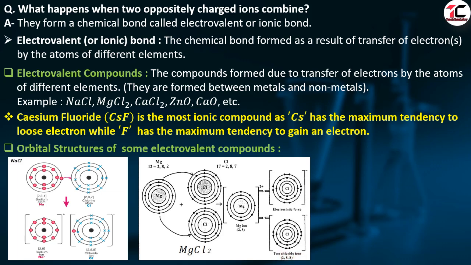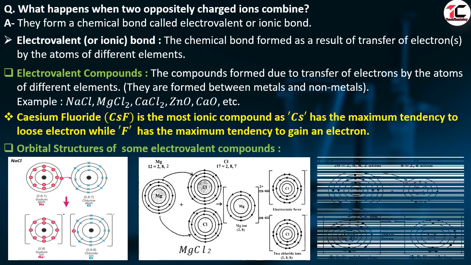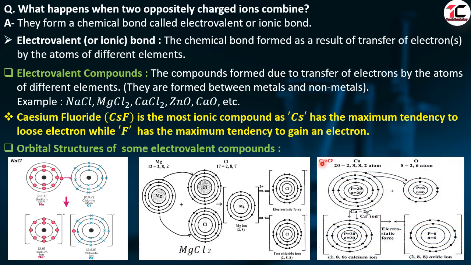There is a force of attraction exerted between the two oppositely charged ions. This force is called the Coulomb force. I will explain the Coulomb force later on. Let us see the orbital diagram of calcium oxide. Calcium will lose 2 electrons and oxygen will gain 2 electrons. So it is easy for calcium to donate 2 electrons to oxygen. Calcium will form calcium ion and oxygen will form oxide ion, and in this way the compound is formed.